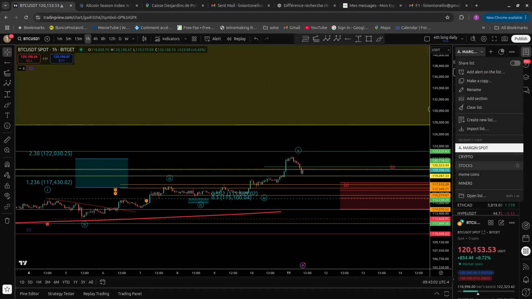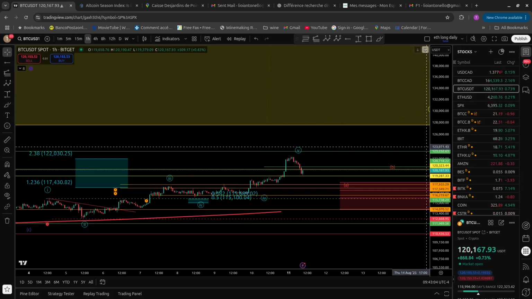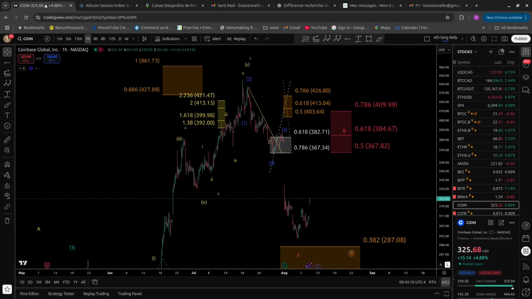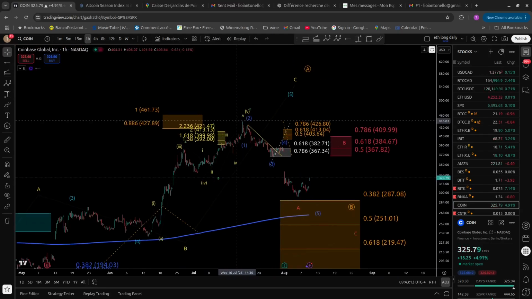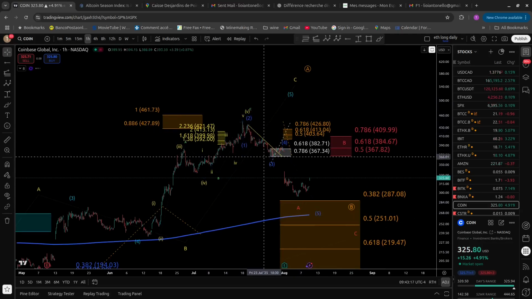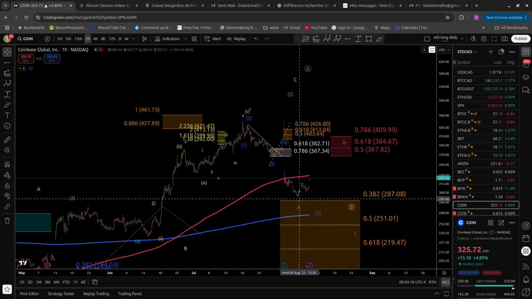So I'm going to go and check the stocks. Hopefully it's not scary. So Coinbase. So the theory was, yeah, this is crazy. 1, 2, 3, 4, 5. I mean, this could be it, okay, for this correction.